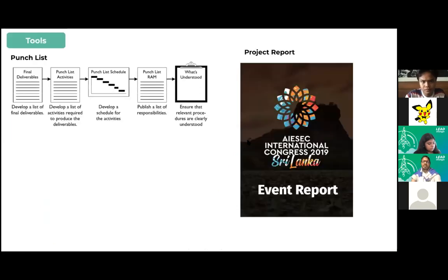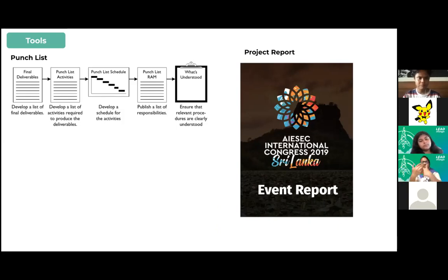A couple of tools: this is a very effective one, called a punch list. If you have used this one, a punch list is something where, in the last part of the project, you as a project manager list down everything that needs to be done, even the small things. Write this paragraph in the project report, make sure that the budget is closed, make sure that the invoices are collected, make sure that the logistics are returned, and all the small stuff that needs to be there. Put them into the punch list and allocate responsibilities. Then you'll only be tracking the punch list in the last stage of the event.